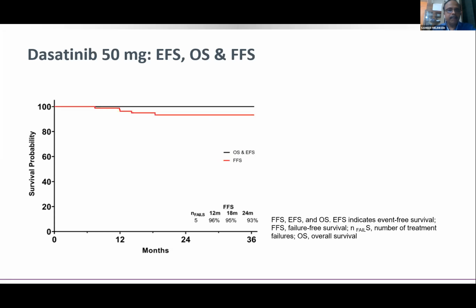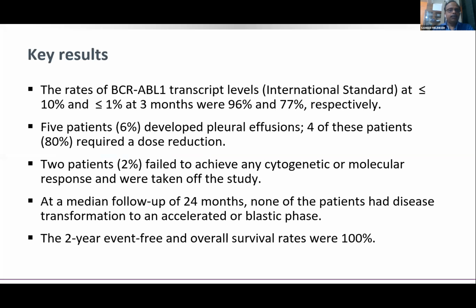Again, you can see an excellent EFS and OS and failure-free survival. So the results were that the rates of BCR-ABL transcript levels at less than 10% and less than 1% at 3 months were 96% and 77% respectively. 6% of patients developed pleural effusion, much like with the 100. 4 of these required dose reduction. 2 patients failed to achieve any response. At a median follow-up of 24 months, none of the patients had disease transformation to accelerated or blast crisis. And the 2-year EFS and OS were 100%.